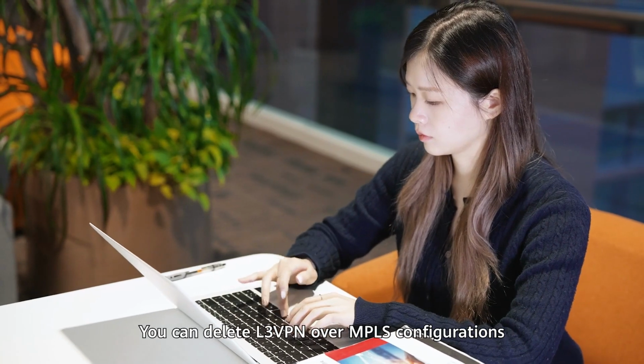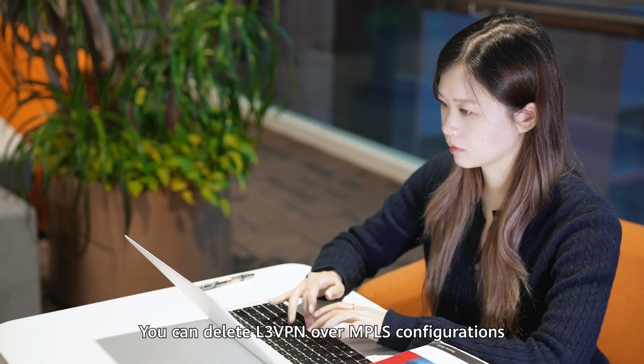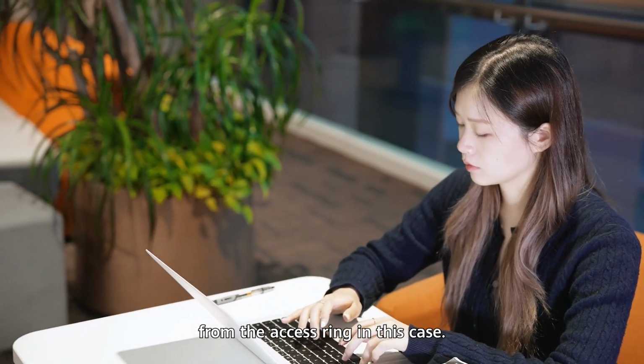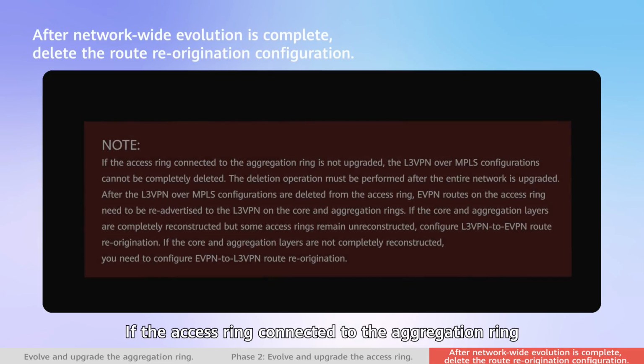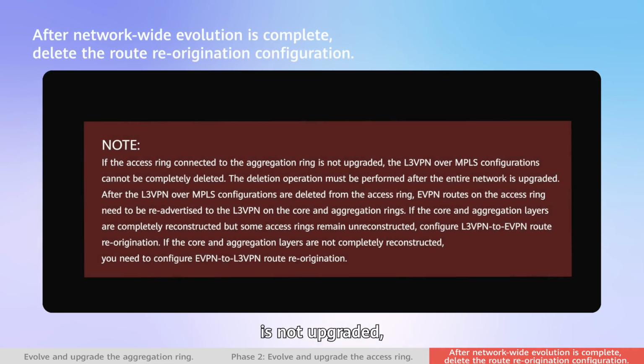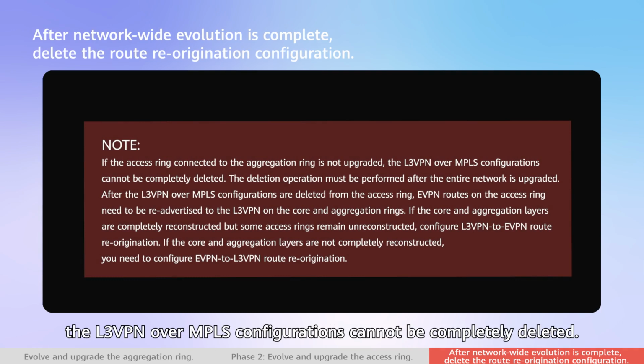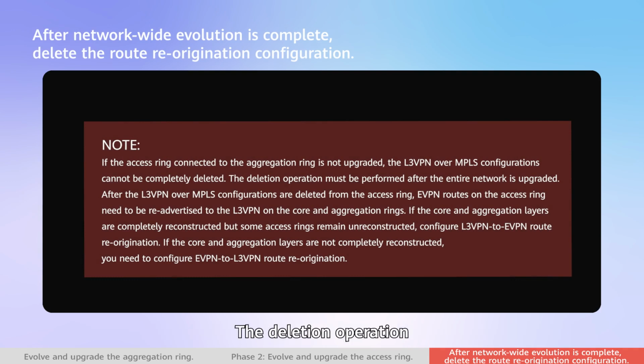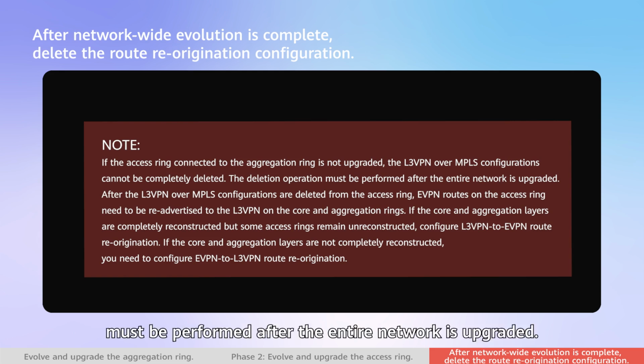You can delete L3 VPN over MPLS configurations from the access ring in this case. If the access ring connected to the aggregation ring is not upgraded, the L3 VPN over MPLS configurations cannot be completely deleted. The deletion operation must be performed after the entire network is upgraded.